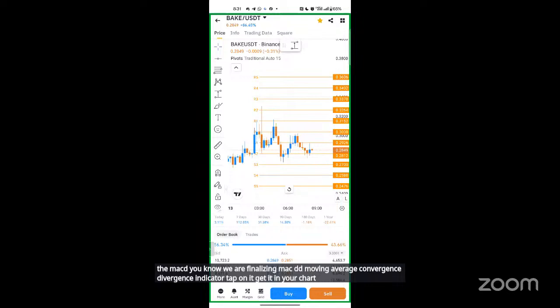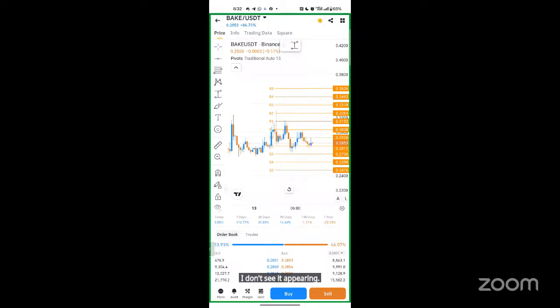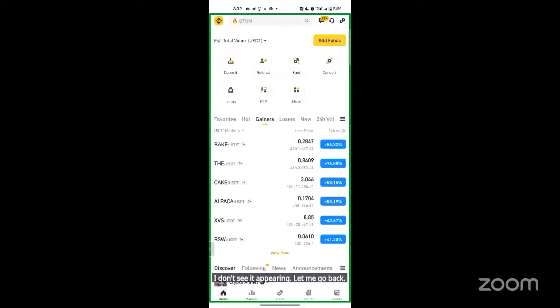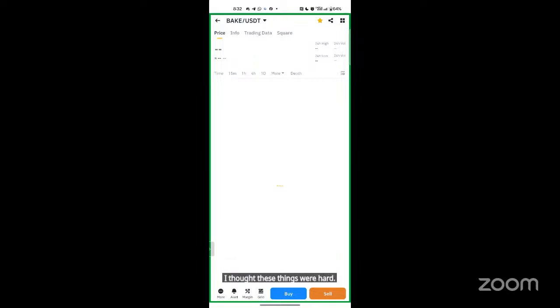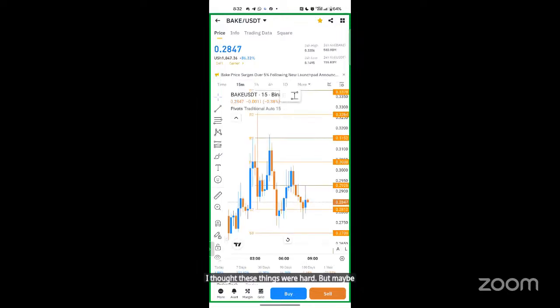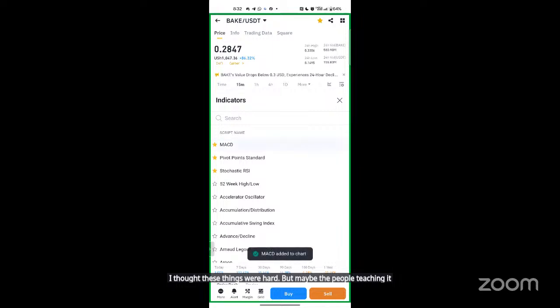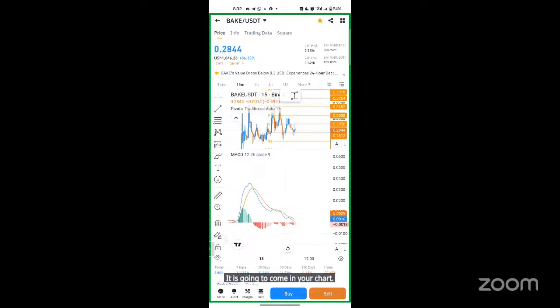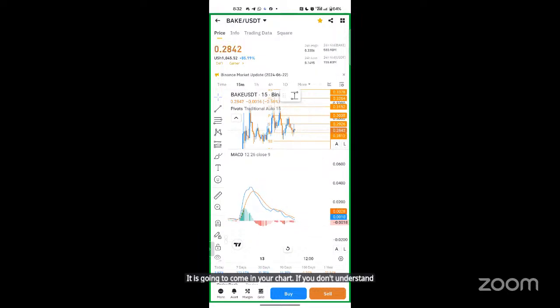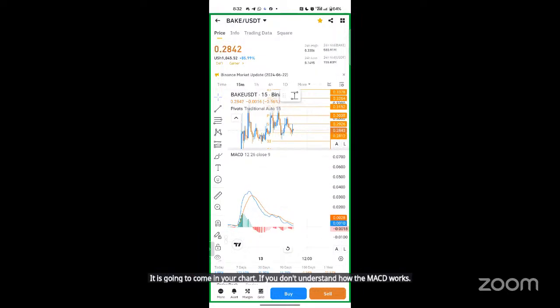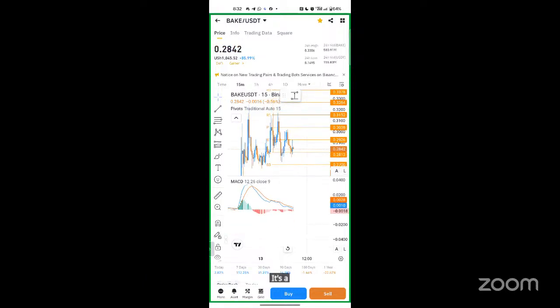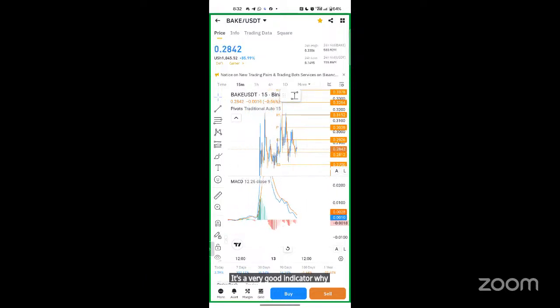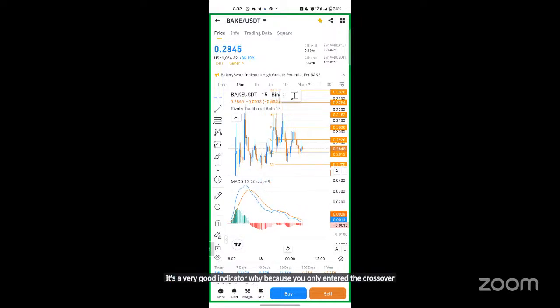Where is it? I don't see it appearing. So let me go back. I thought these things were hard, but maybe it's the people teaching it. Come and tap on the MACD. It is going to come in your chart. If you don't understand how the MACD works, it's a very good indicator. Why? Because you only enter at the crossover.